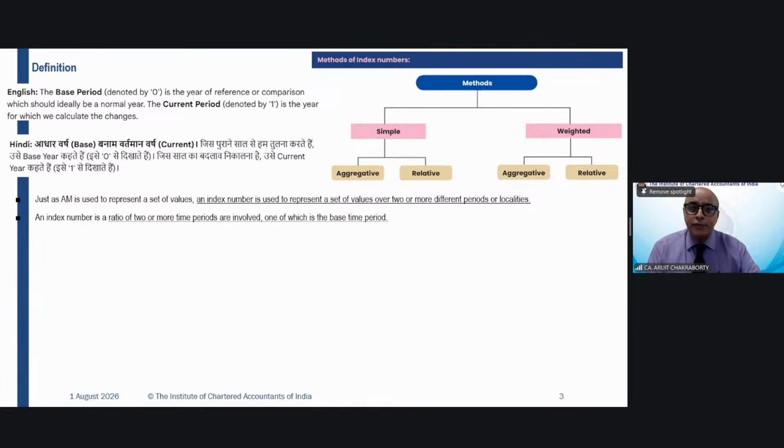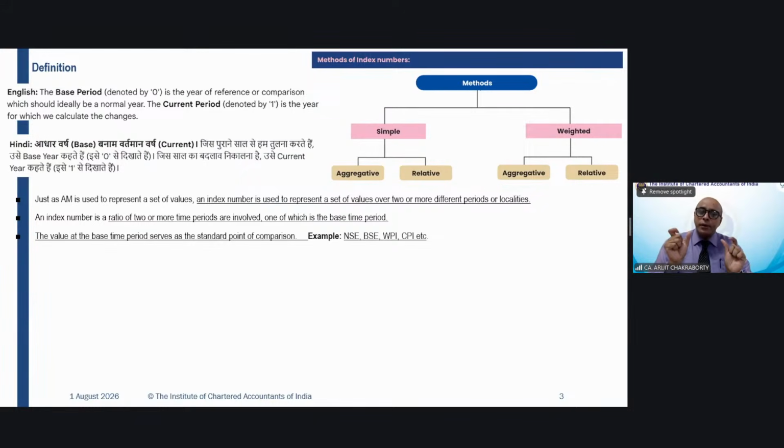So we look at the price of a commodity this year and the price of the same commodity in the base year, that means year zero. And now we can see the extent of change, either increase or decrease, whatever be the case. So index number, therefore, is a ratio of two or more. It could be price, it could be quantity, but here we are comparing the current year's value over the base year value. And therefore, index number is always a unit-free number.